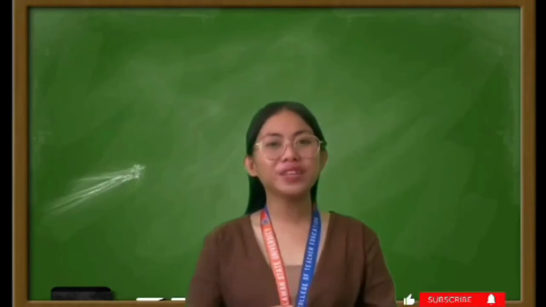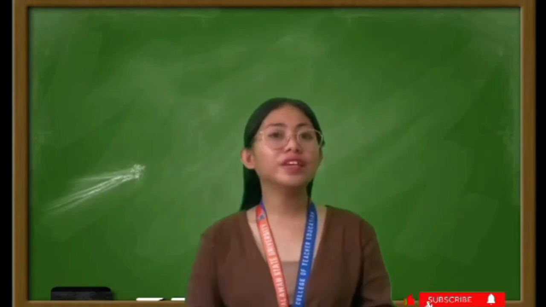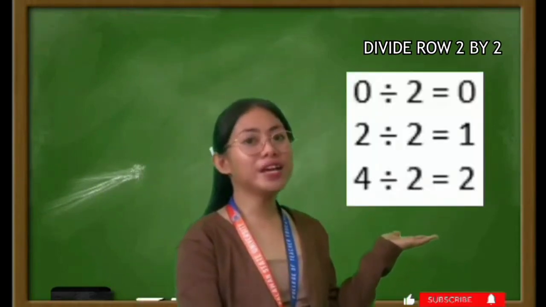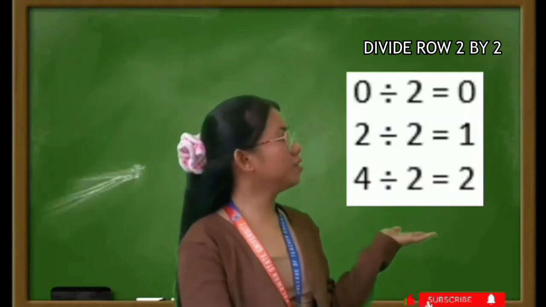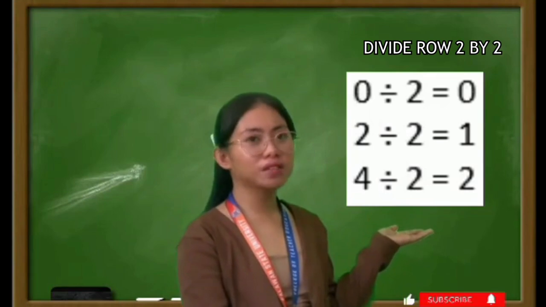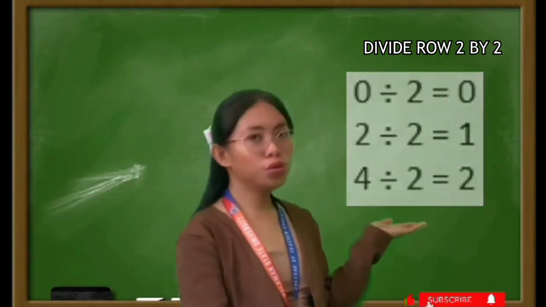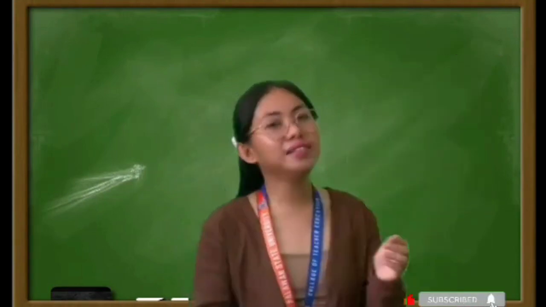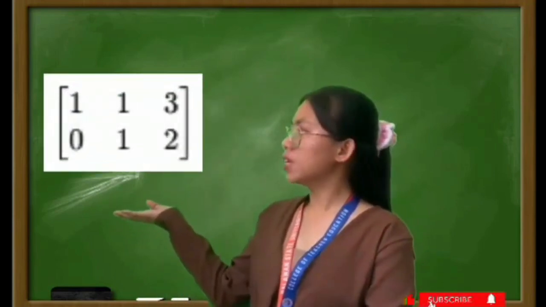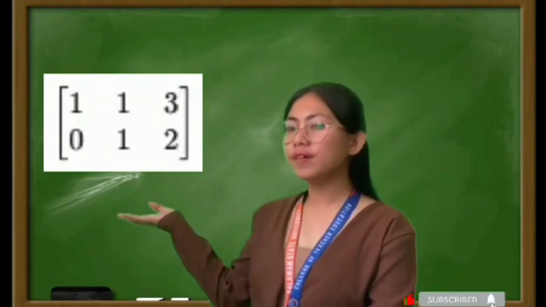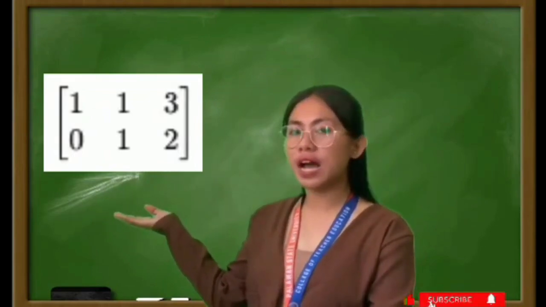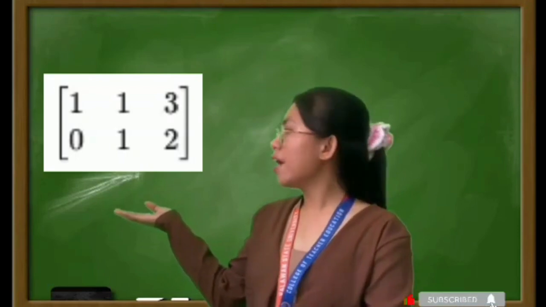And now for step 3, we will make the 2 into 1. We divide row 2 by 2. 0 divided by 2 equals 0. 2 divided by 2 equals 1. And 4 divided by 2 equals 2. And now we have a new matrix. The first row is 1, 1, and 3. For the second row, we have 0, 1, and 2.